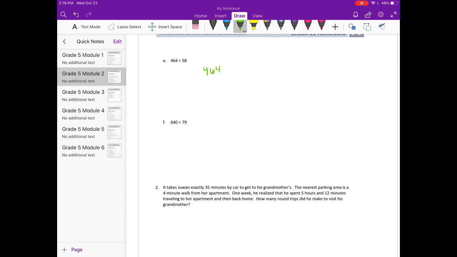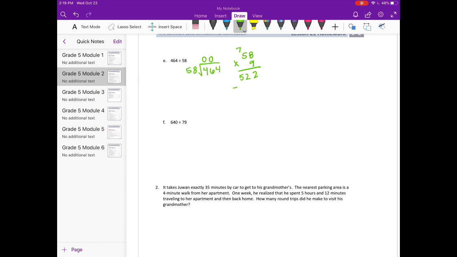464 divided by 58. So it can't go into 4 and it can't go into 46. 58, let's see, 50 could go into 450. We have 50, 100, 150, 200, 250, 300, 350, 400, 450, so 9 times. I'm going to try 58 times 9. It might be a little big. So we get 72. 9 times 5 is 45, plus 7 is 52. So 522, that's a little too big.